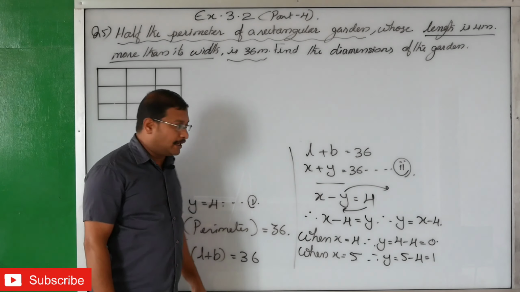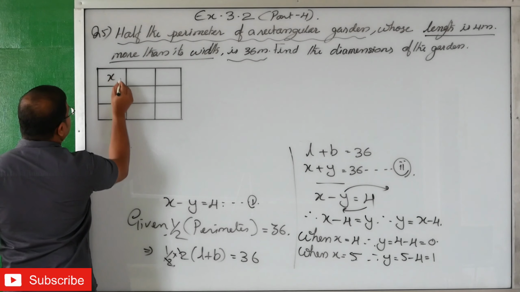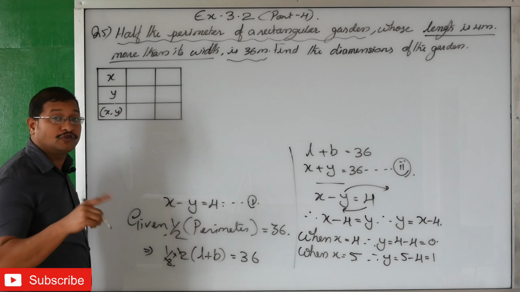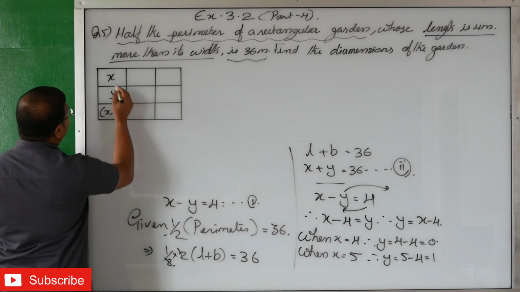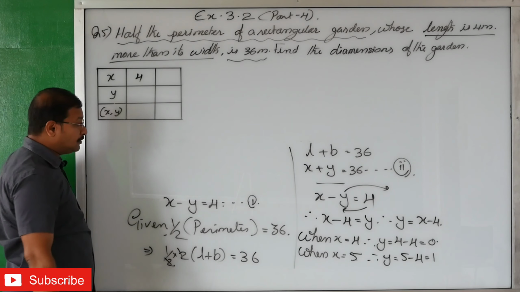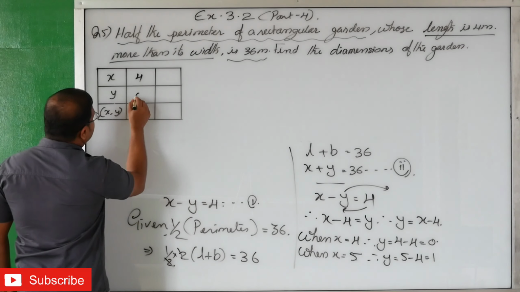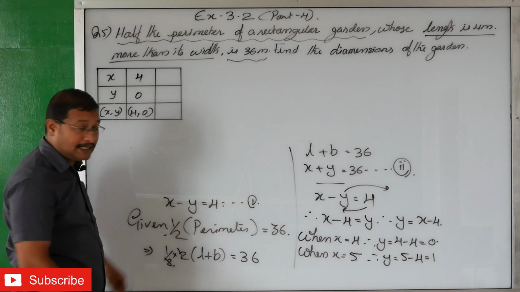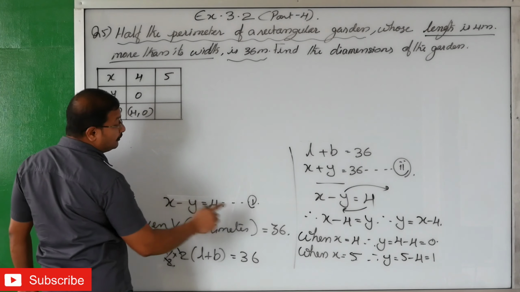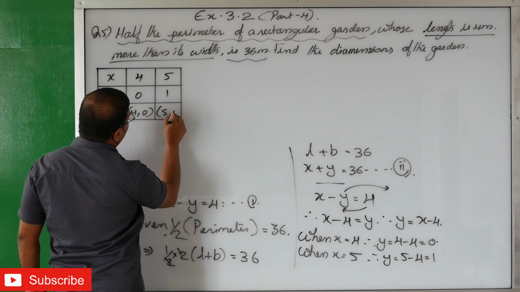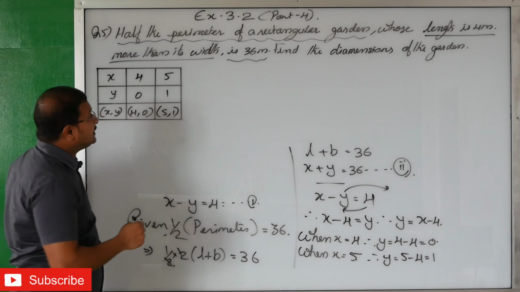So we will make the table now, that is x, y, and then the coordinates x, y, because we are going to solve it graphically. First we took x as 4, that time we got the value of y as 0, so the coordinates are 4, 0. After that we took the value of x as 5, that time we got y as 1. So the coordinates are 5, 1. Let's see now the second equation.